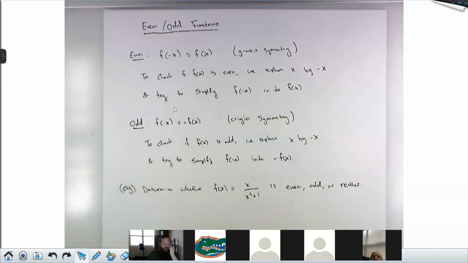So I added a little example down here. We want to determine whether the function f of x equals x over x squared plus 1 is even, odd, or neither. I think it's wise to look at the graph first, because we can use our graphing calculators to get an idea of what the graph looks like, and that will at least give us a guess.